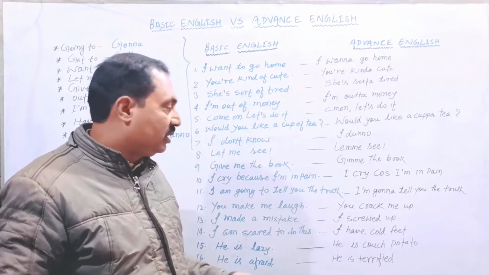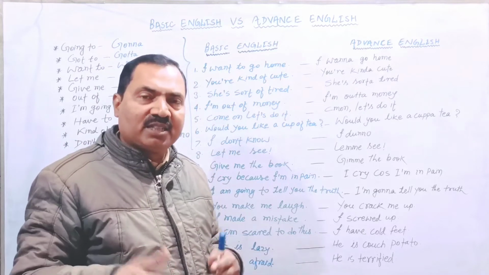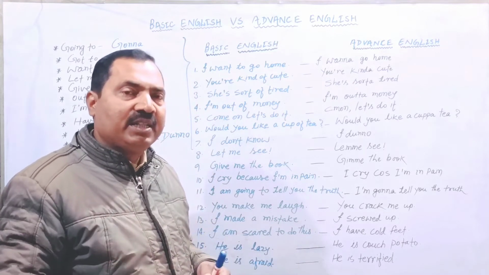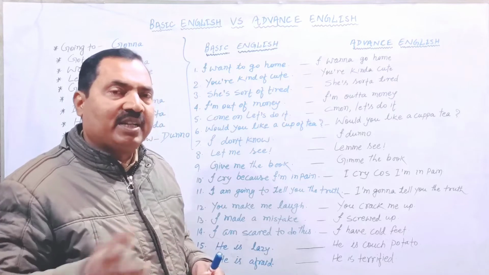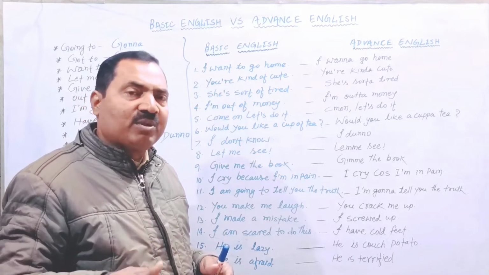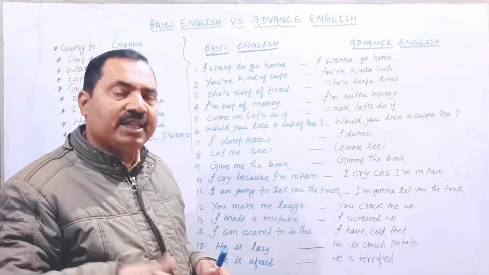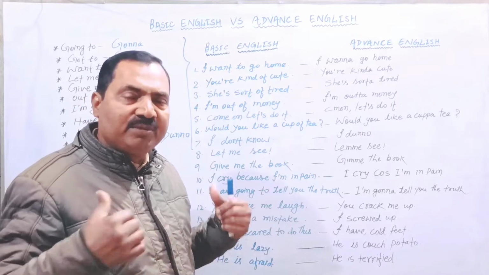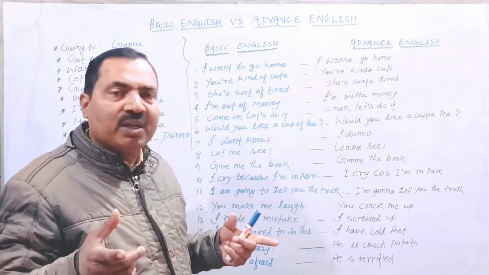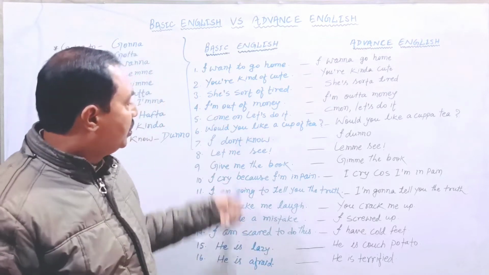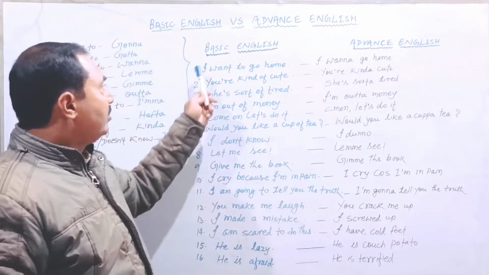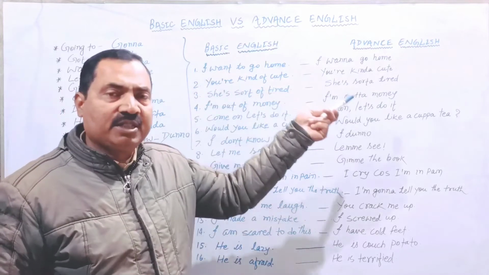He's terrified. Afraid की जगह पर हम क्या use करेंगे? Terrified. Afraid से बेहतर होता है terrified use करना. He's afraid. He's terrified. I'm afraid, I'm terrified. You are afraid, you are terrified. तो इस तरह से आप लोगों ने बेसिक इंग्लिश के जगह पर एडवांस इंग्लिश सीख लिया.